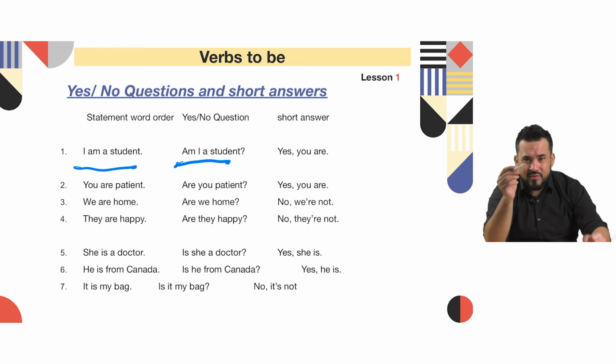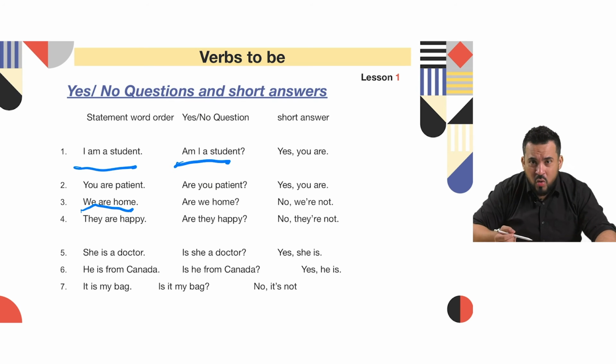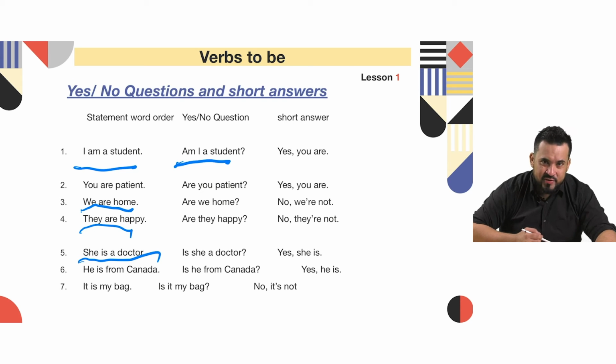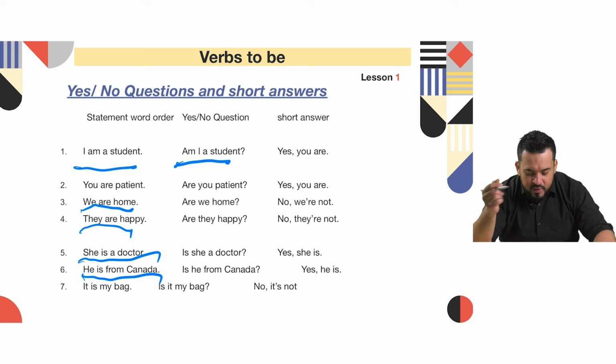You are patient. Are you patient? We are home. Are we home? They are happy. Are they happy? She is a doctor. Is she a doctor? He is from Canada. Is he from Canada? It is my bag. Is it my bag? All right.